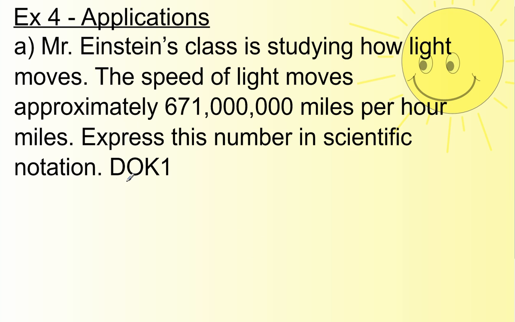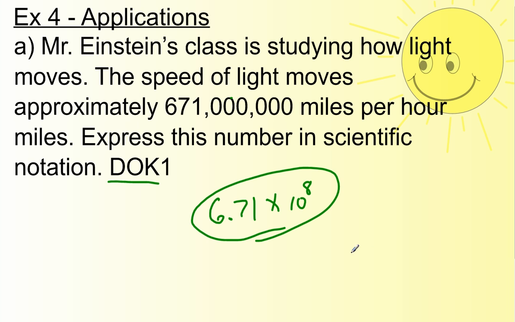Alright, so this one's pretty easy. It's a depth of knowledge 1, which means there's not a whole lot of planning you need to do. It's just a straightforward sort of problem. So I'm going to take this, turn it into scientific notation. So 6.71 is what I would like. I want the decimal here. And that decimal has to move 1, 2, 3, 4, 5, 6, 7, 8 places. And because this number started out as a big number, I know my exponent is going to be positive. I am done. Nothing else we got to do. That one was pretty easy.